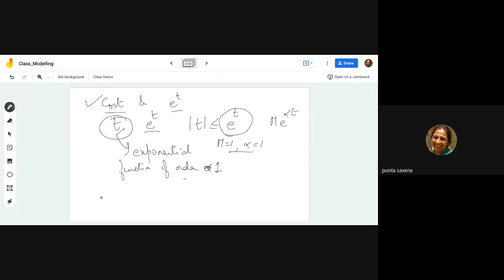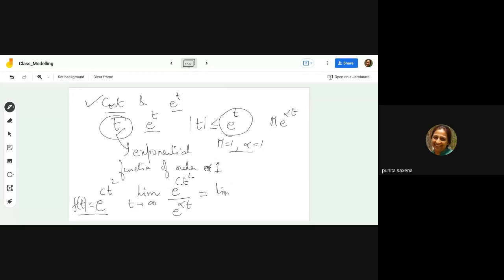But look at this e to the power ct square. If my f(t) is e to the power ct square, and I want to test whether this function is an exponential function of order alpha or not, right? Now, I say it is not. Why? Because just evaluate the limit as t tends to infinity of e to the power ct square upon e to the power alpha t. What does it turn out to be?